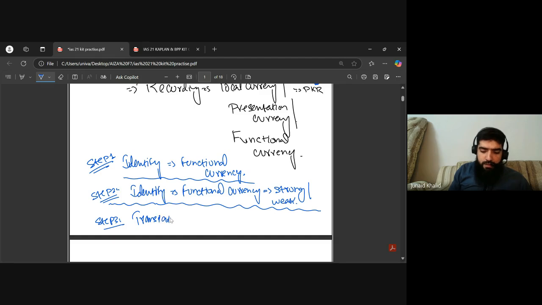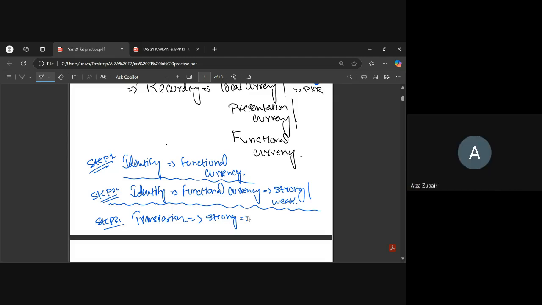That is the translation. How are we going to make the translation? In order to make the translation, we need to identify if the functional currency is strong. If the functional currency is strong, then the converted or translated amount will be higher in number or lower in number.